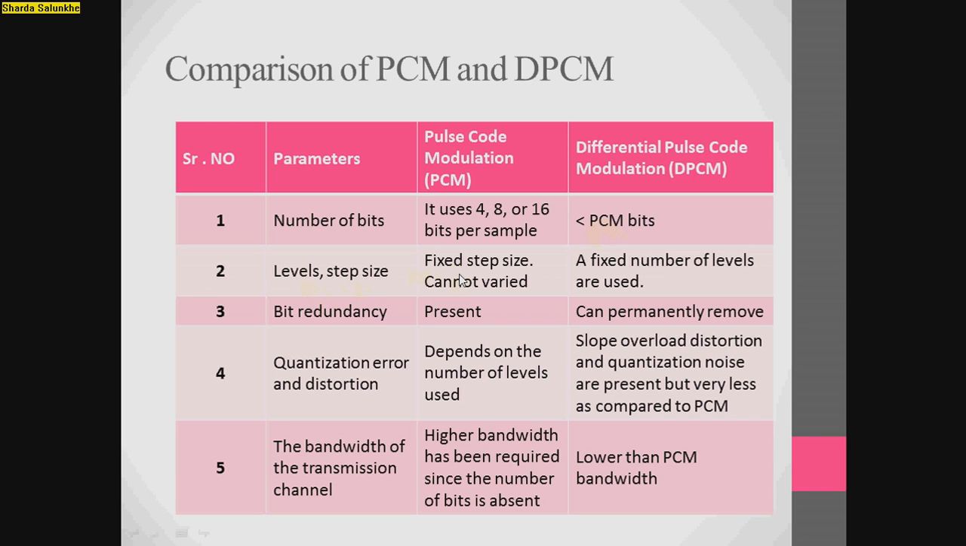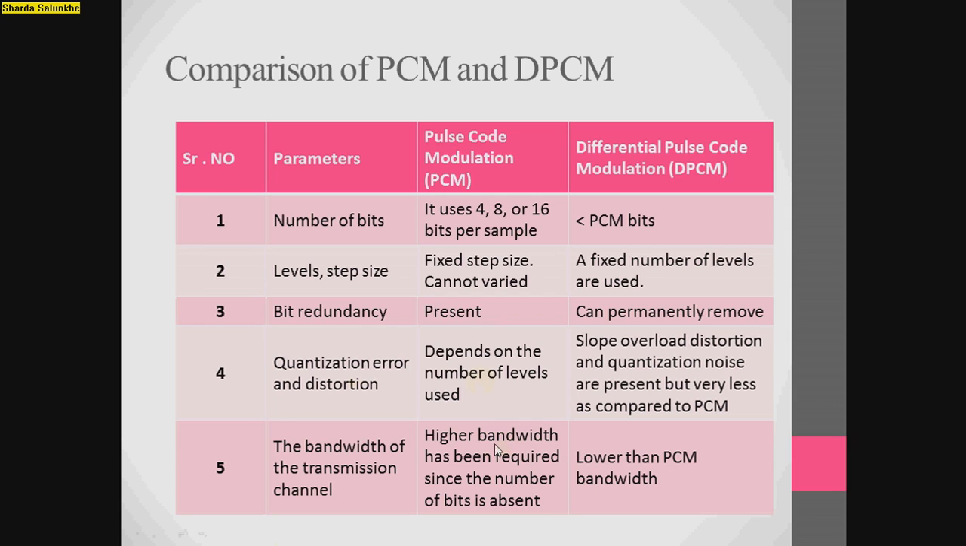Levels and step size. In PCM, the fixed step size cannot be varied, but in DPCM, a fixed number of levels is used. Bit redundancy is present in the PCM system, and in DPCM it can be permanently removed. Quantization error and distortion. In PCM, the quantization error and distortion depend upon the number of levels used. In DPCM, slope overload distortion and granular noise are present but very little compared to the PCM. So PCM has more distortion and noise, but DPCM has less.